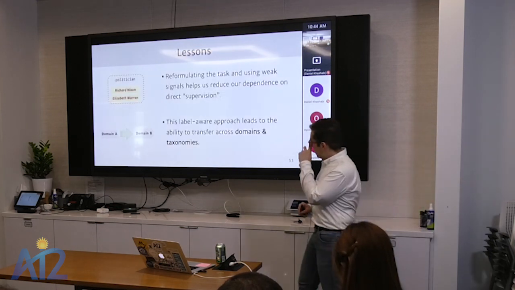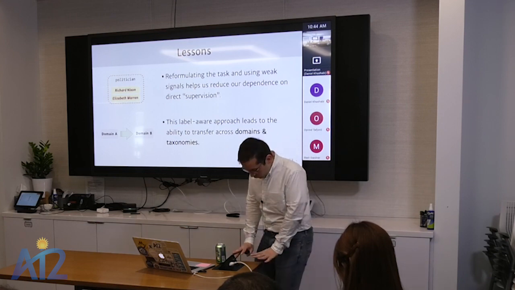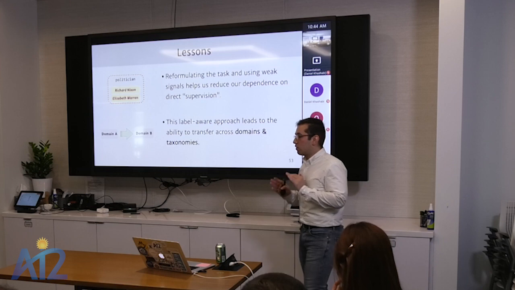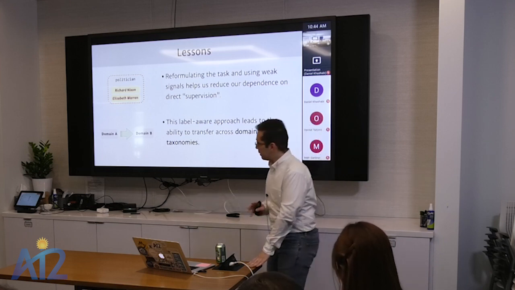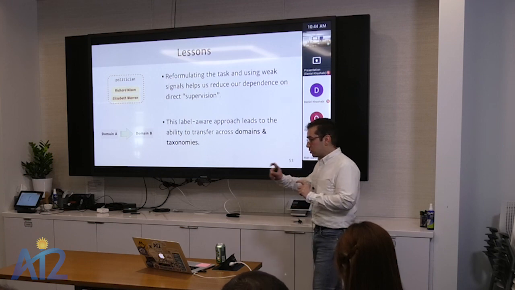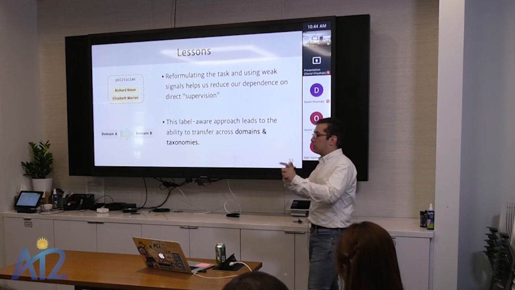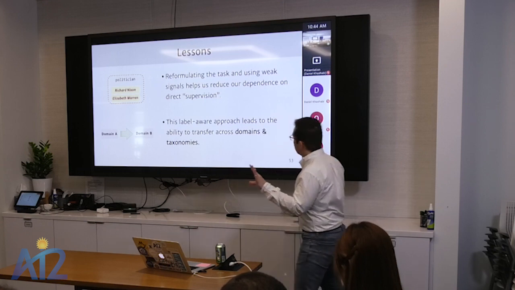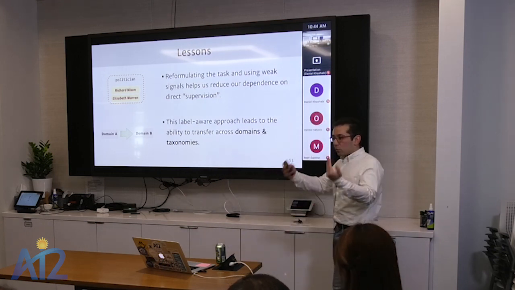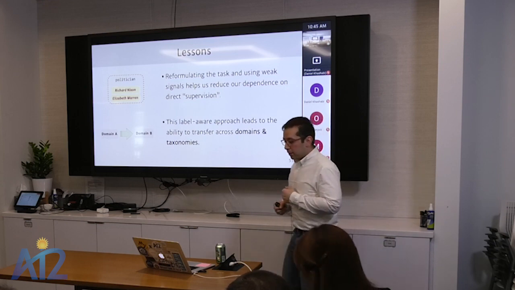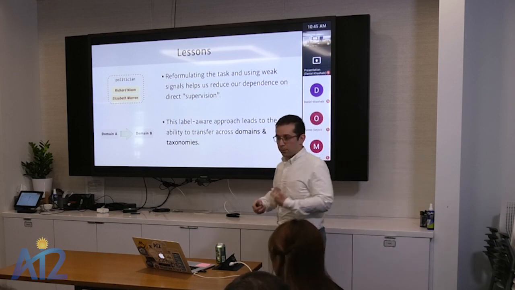Let me try to wrap up this section. What I showed here was an approach, one way to solve natural language and semantic entity typing without reliance on direct supervision. In order to do this, we did a little bit of reformulation. We defined what type really means. And by using this reformulation, I created a system that shows better ability to generalize across different taxonomies and domains.